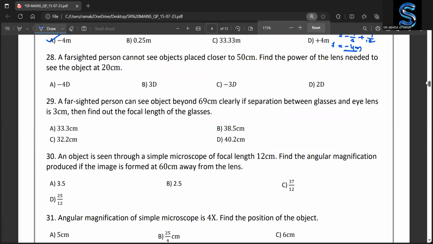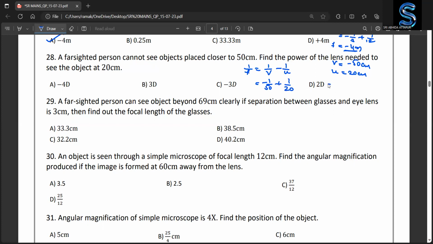If a far-sighted person cannot see objects placed closer to 50 centimeters, find the power of the lens needed to see the object at 20 centimeters. So here the far-sighted person cannot see the objects placed closer to 50 centimeters. Based on that, we can represent that v is equals to minus 50 centimeters and u is equals to minus 20 centimeters. By using the focal length equation, we will get 1 by f equals to 1 by v minus 1 by u. Here it will be represented as minus 1 by 50 minus of minus, plus 1 by 20.